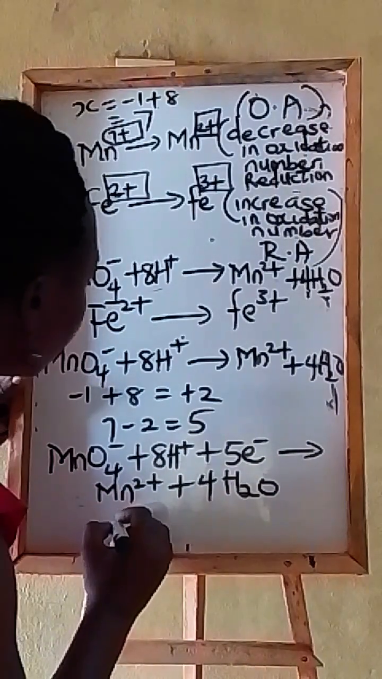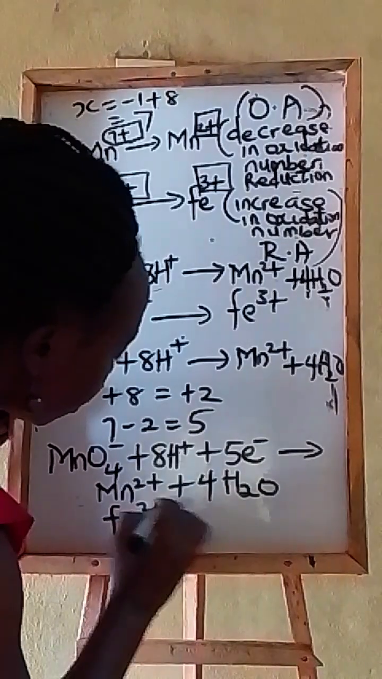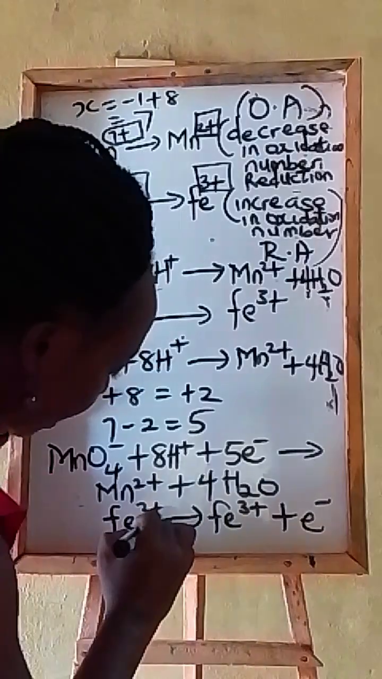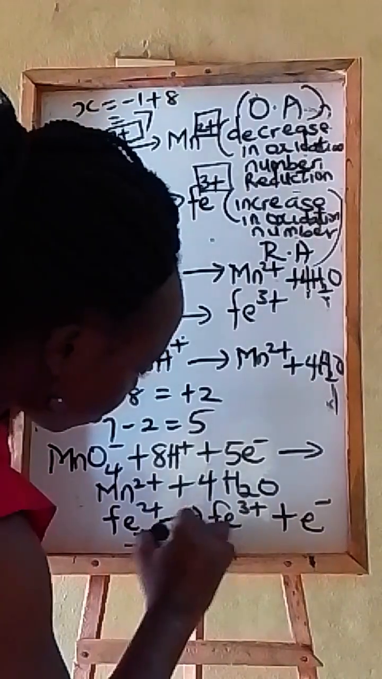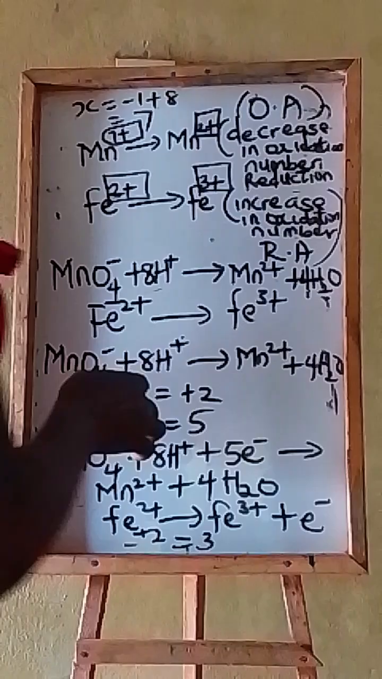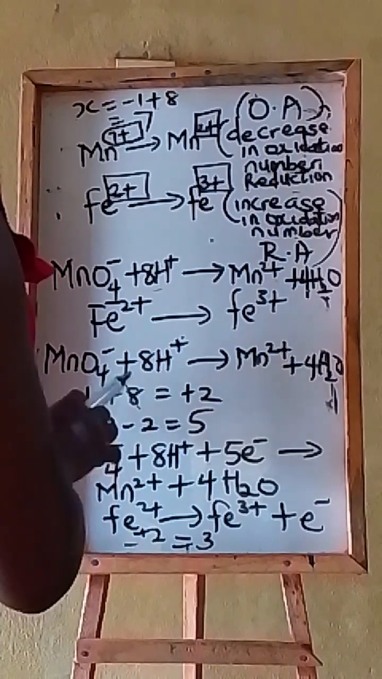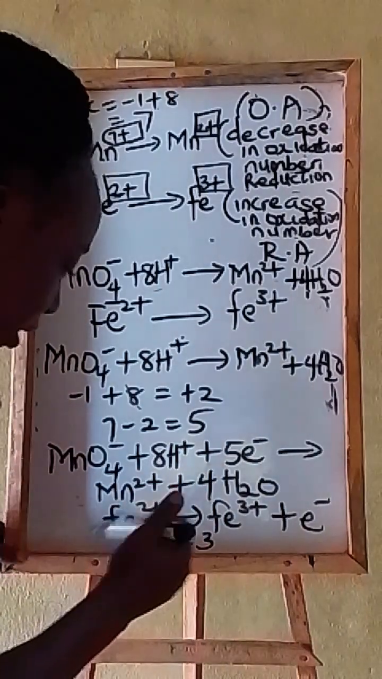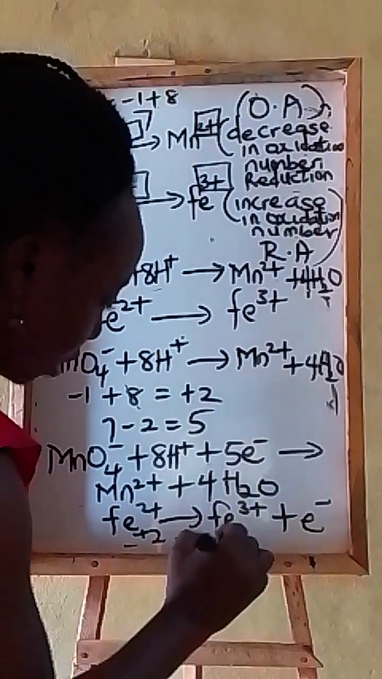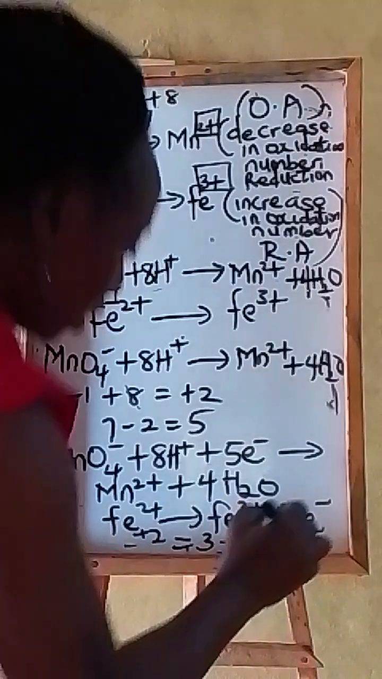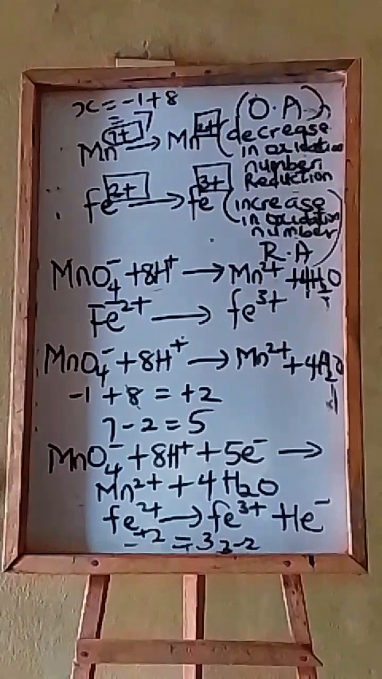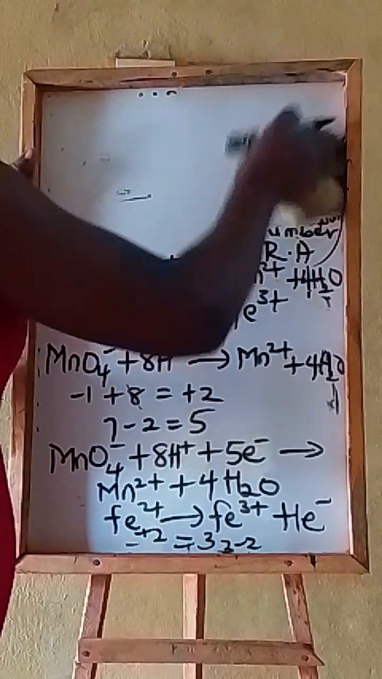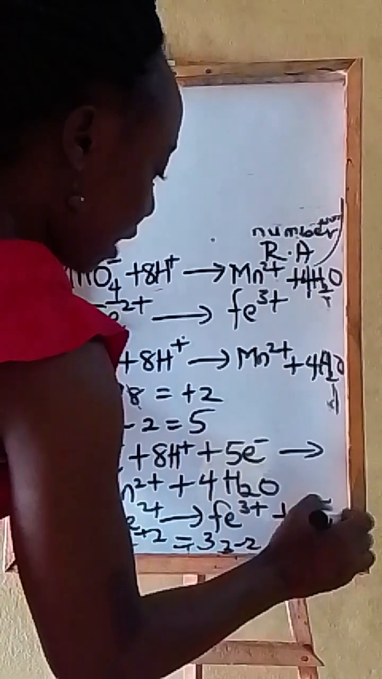The next thing to do is Fe2+ to give us Fe3+ plus e-. How did I get that? Plus 2 to give us 3. What we are doing here is this side must always give you a positive number, so you bring the smaller number to make a bigger number. So that will be 3 minus 2, and that is giving us 1. So the next thing to do is you multiply the side by 5.